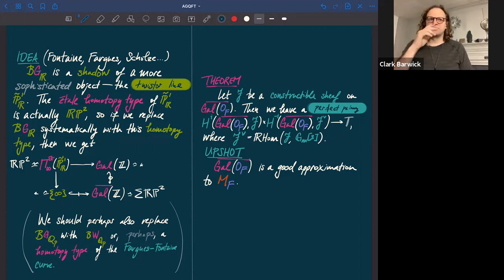So the simple answer is the following. If you look at the étale homotopy type of the Fargues-Fontaine curve, the ordinary étale homotopy type, nothing particularly fancy, then you end up with exactly the étale homotopy type of Q_p. It's just BG_{Q_p}. That's true at the fundamental group, but it's also true for all the higher groups. So there's no benefit to adding the Fargues-Fontaine curve from the point of view of the homotopy type of this MF. You don't get anything new. Whereas you do get something new by passing to the twistor line.